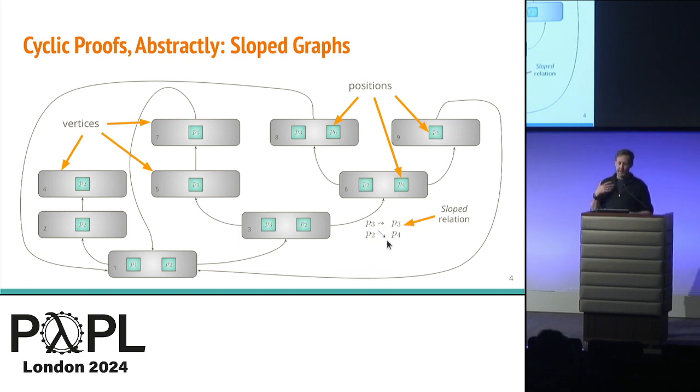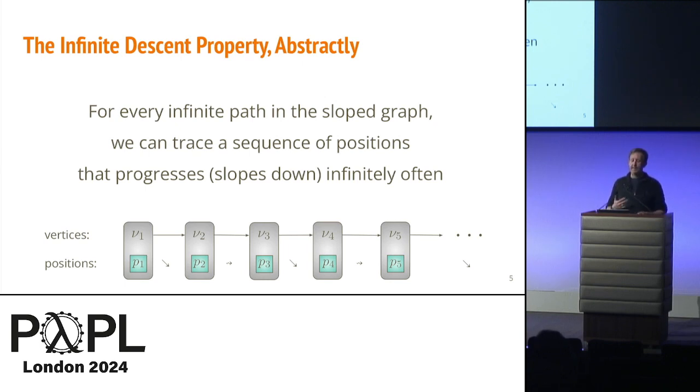This can also naturally capture the size change termination context. We can think of the graph structures as representing the call graph of a program, the positions as representing the parameters of the functions which are called, and then our sloped relations correspond to what are called size change graphs in the literature. We've called these relations sloped relations, and for that reason we call these abstract graphs sloped graphs. In this setting, the infinite descent property is expressed through the statement that for every infinite path in this sloped graph, we can trace a sequence of positions that progresses infinitely often, where progression is given, of course, by two consecutive positions being related by one of these downward slopes.